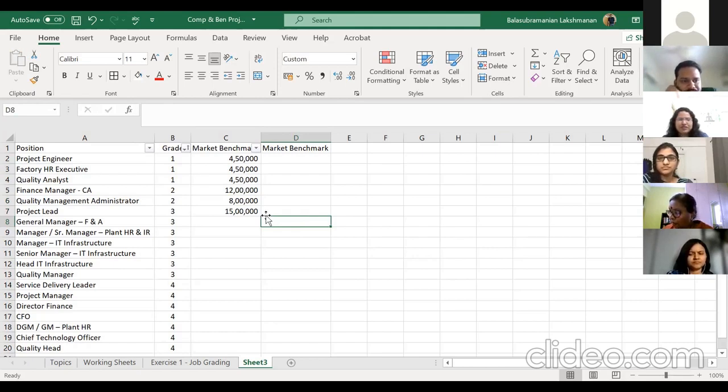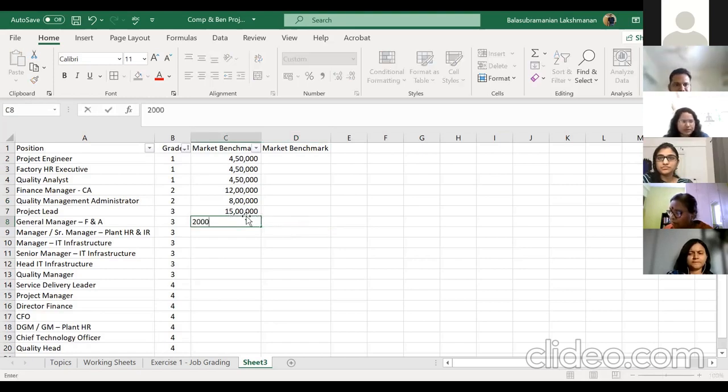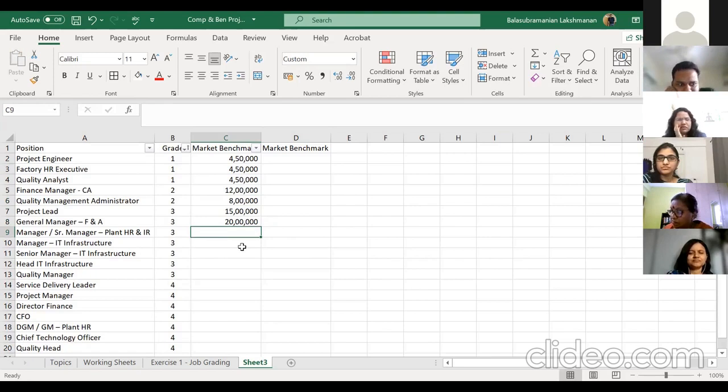So general manager, finance and accounts, right? General manager is 20. Yeah. Manager, plant HR and IR, and the plant size, if you would have seen the description, was around 1800 or something. So 40 lakhs for senior.